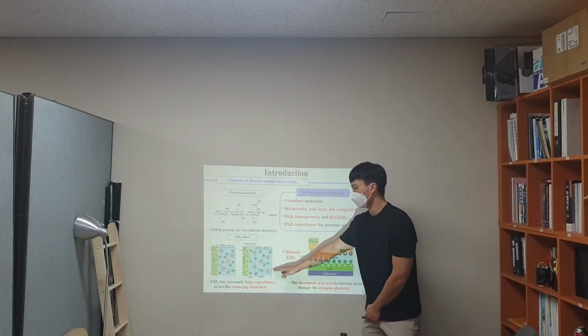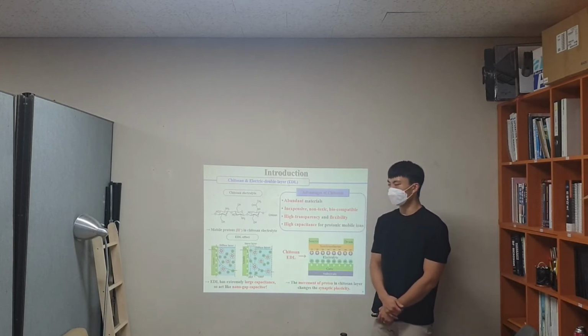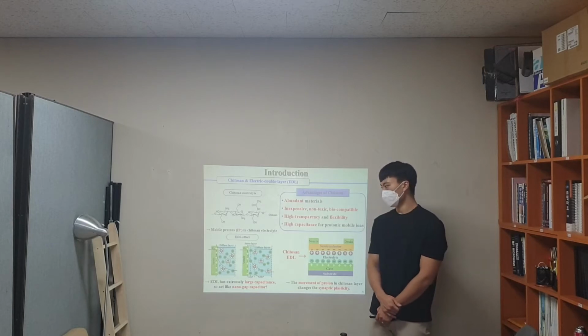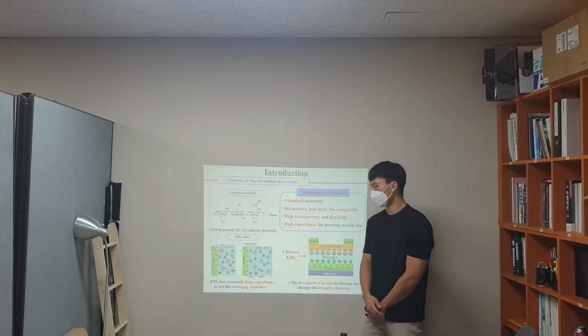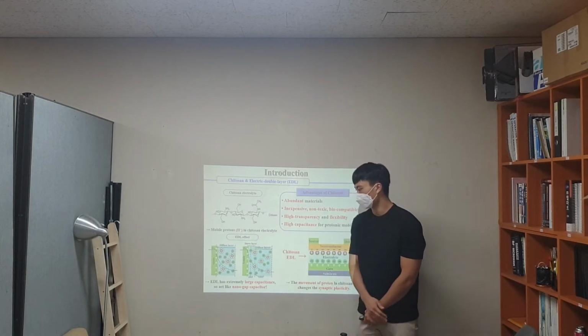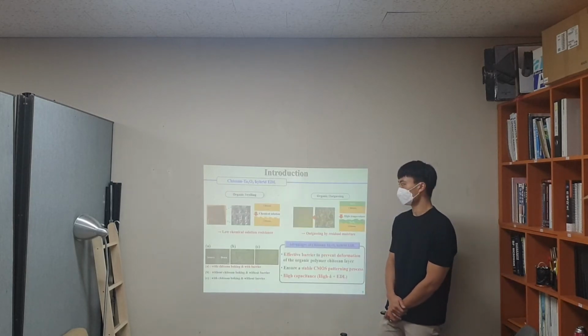Here is the electric double layer. The electric double layer has extremely large capacitance and a high induced carrier density, so it acts like a nano gap capacitor.